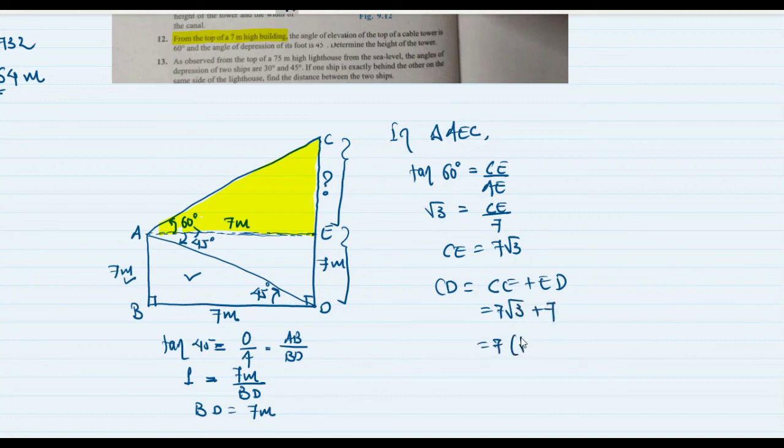Take 7 common: 7 times (√3 plus 1), which becomes 7 multiplied by (1.732 plus 1), 7 multiplied by 2.732. Just multiply and get the answer. In meters, you will find the answer is around 15 meters, maybe 15 or 16, something like that. 15 point something. Okay?